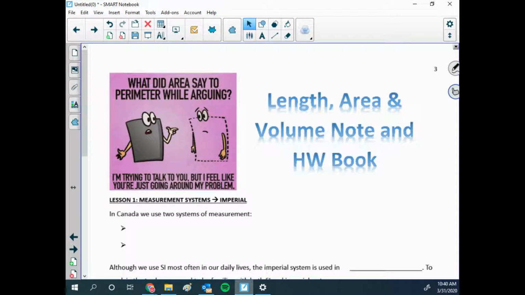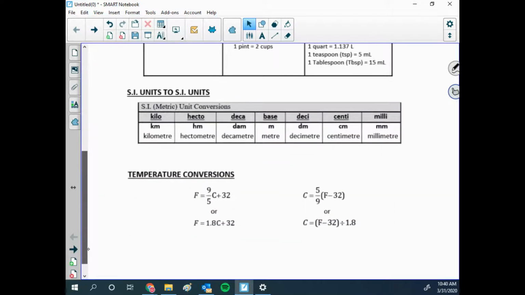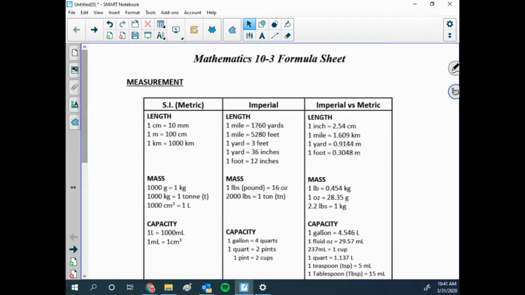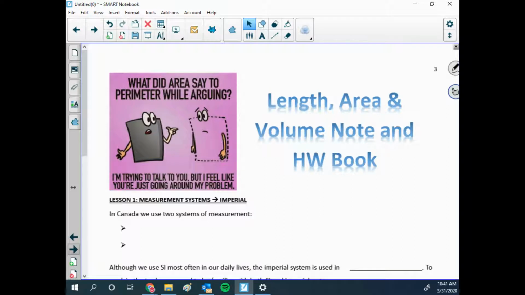So hopefully you finished up everything in the last unit on earning an income, and we are now moving on into a new unit on length, area, and volume. It's a pretty hefty unit. I would suggest that you just print out the pages for homework practice rather than the whole note package, because you can go online and use it as a reference. At the beginning of this note package, I also added the formula sheet, and I also have that as another file on the Google Classroom. I suggest you print that formula sheet out, because you can use it for reference as you go through practice problems or test questions.